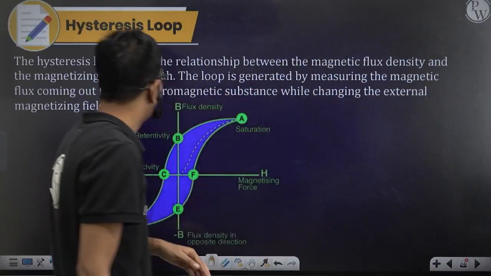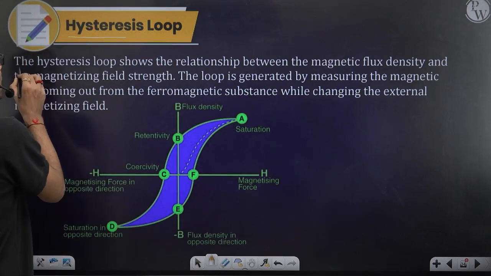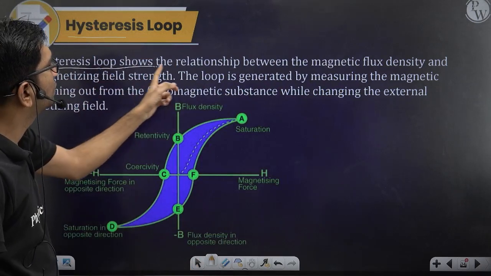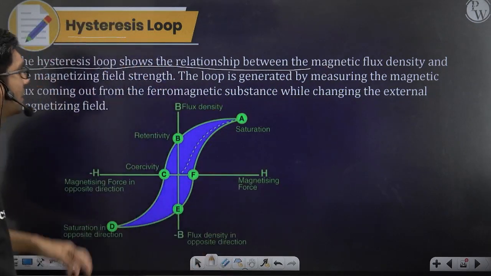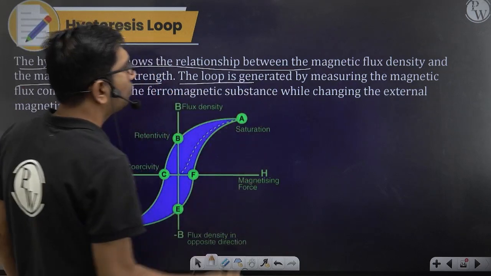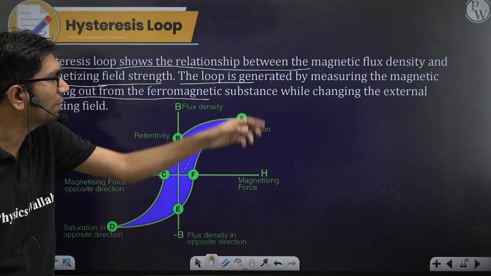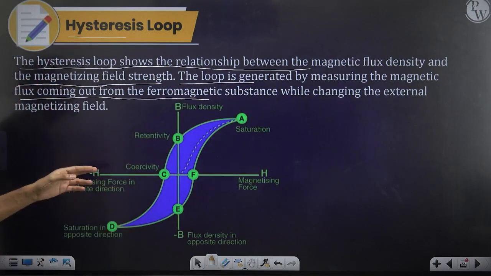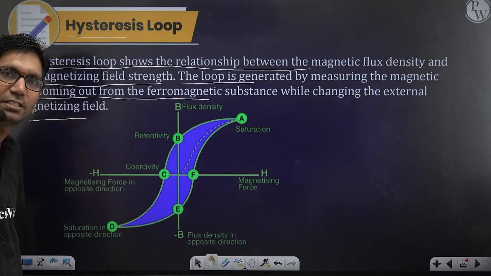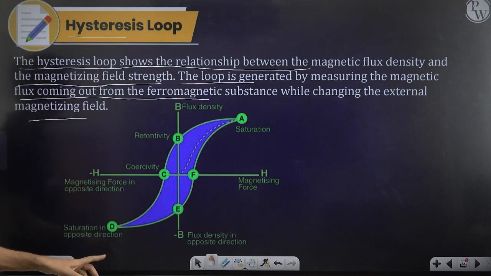So the next one is the hysteresis loop. The hysteresis loop shows the relationship between the magnetic flux density and the magnetizing field strength. The loop is generated by measuring the magnetic flux coming out from the ferromagnetic substance while changing the external magnetizing field. Just go through this one, go through the diagram.